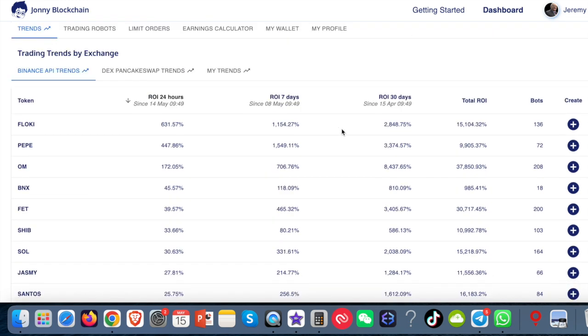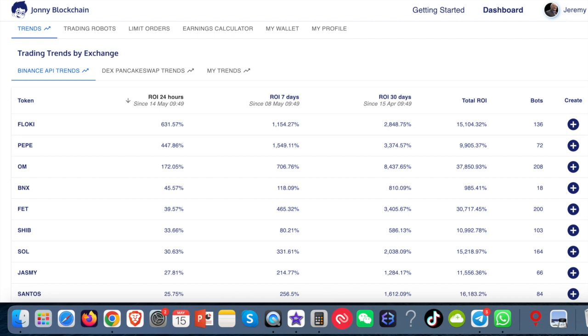So how do you go about choosing one of these? Well, I suppose the obvious thing to do would be to choose the one at the top. But as I say, that can be risky because we don't know what's going to happen over the next 24 hours or 7 days or the next 30 days. Nobody can predict the future. So using the Trends tab gives you a good idea of what's going on with existing users that are using Johnny Blockchain.